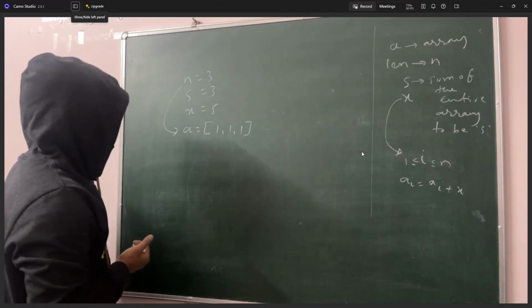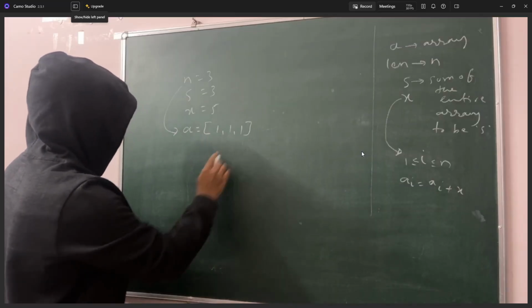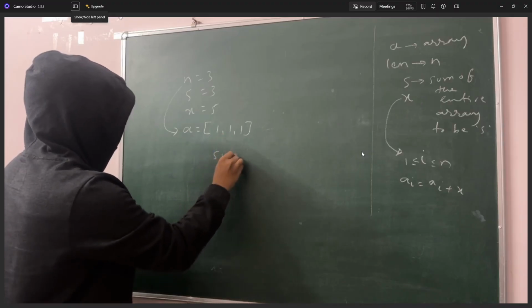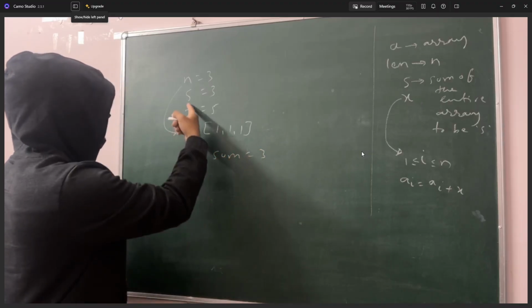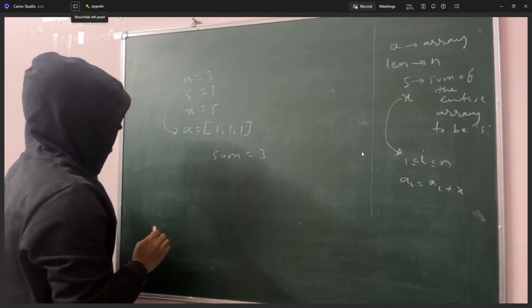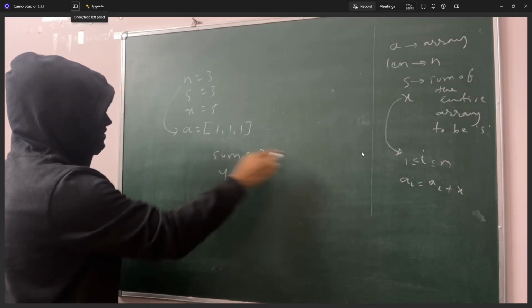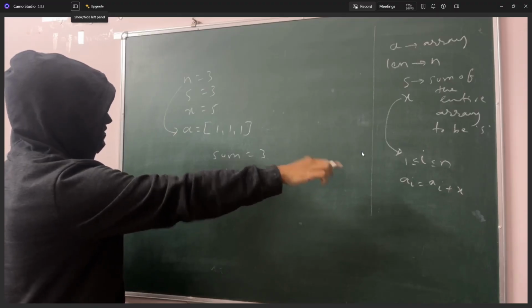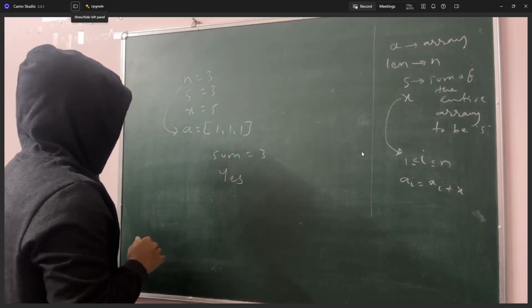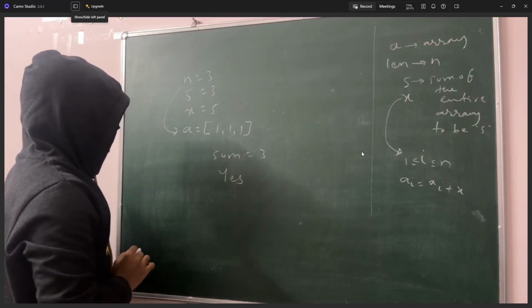First we will take the sum of the entire array. The sum of the entire array is 3, and the sum we need is 3. Both are equal, so we can achieve s in this case and return yes. You don't need to perform the operation a of i equals a of i plus x. Without doing this operation, you already have the sum equal to s.